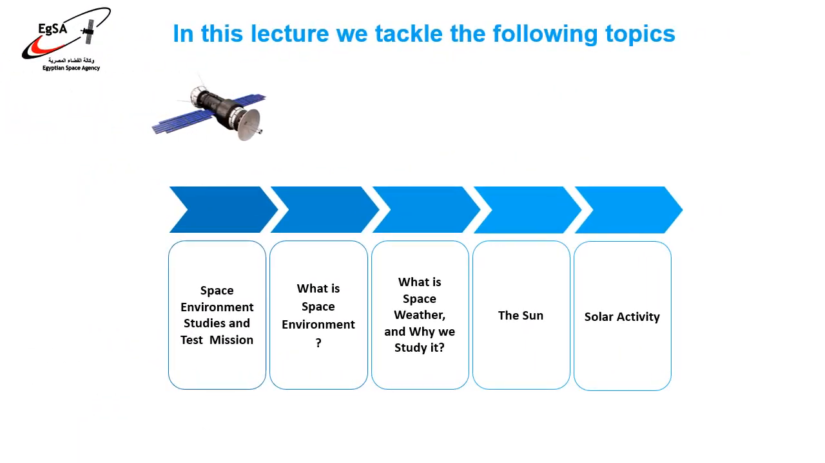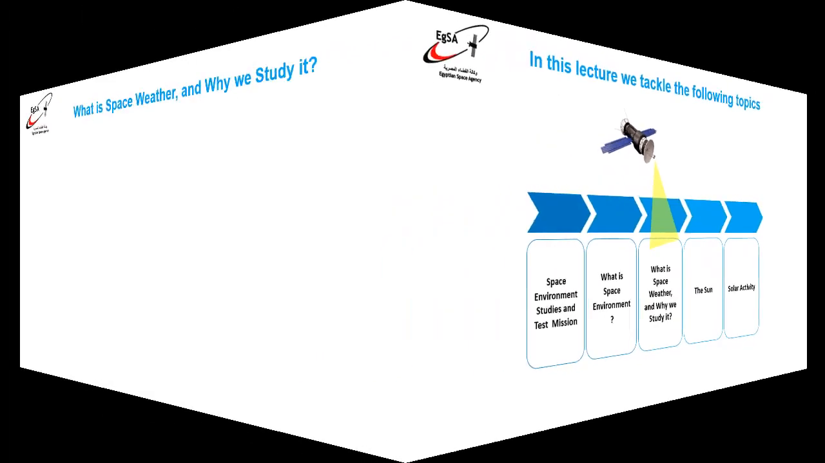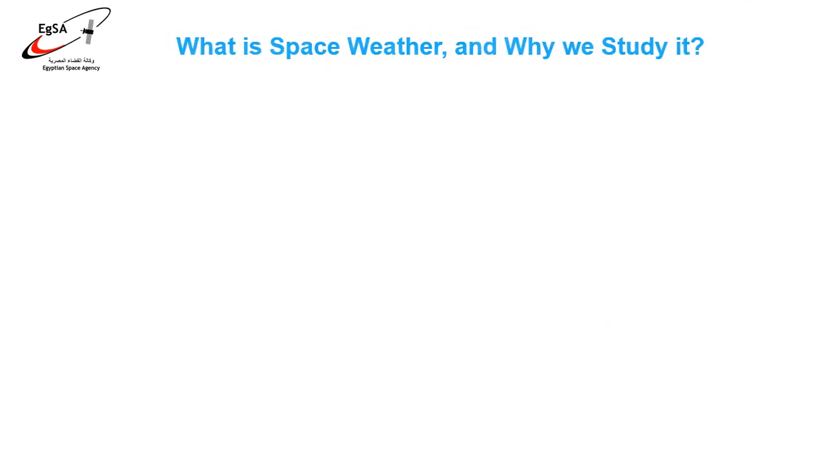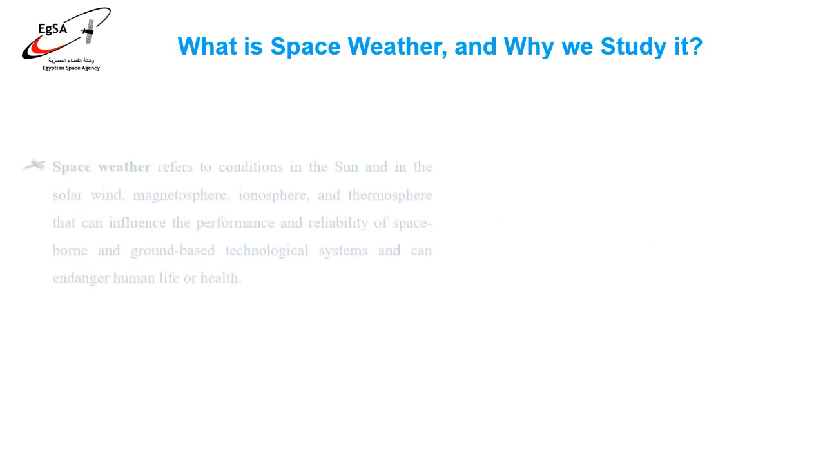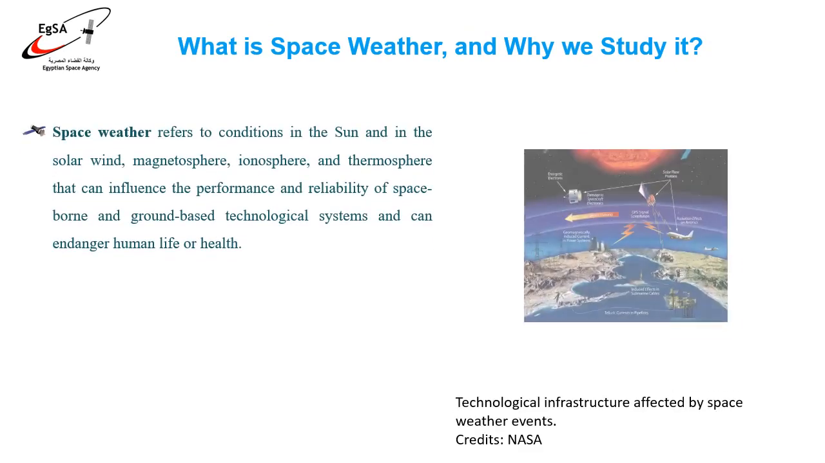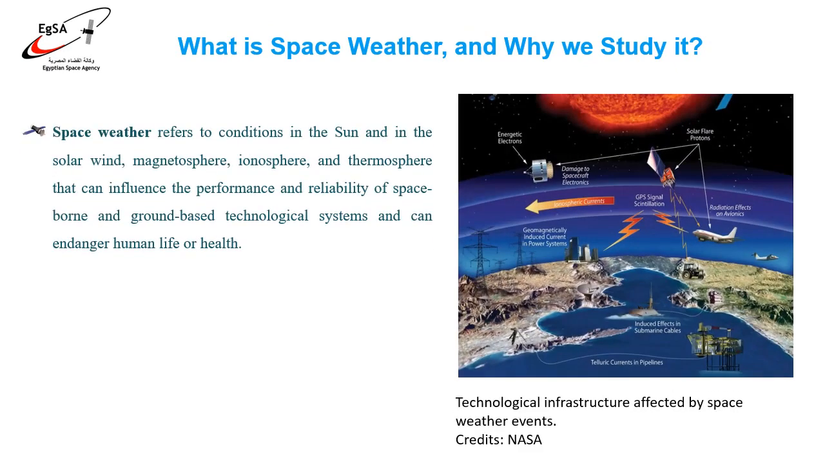The third topic is, what is space weather and why do we study space weather? This segment shows space weather formation and the importance of studying it. Space weather refers to conditions in the Sun and in the solar wind, magnetosphere, ionosphere, and thermosphere that can influence the performance and reliability of space-borne and ground-based technological systems and endanger human life or health.